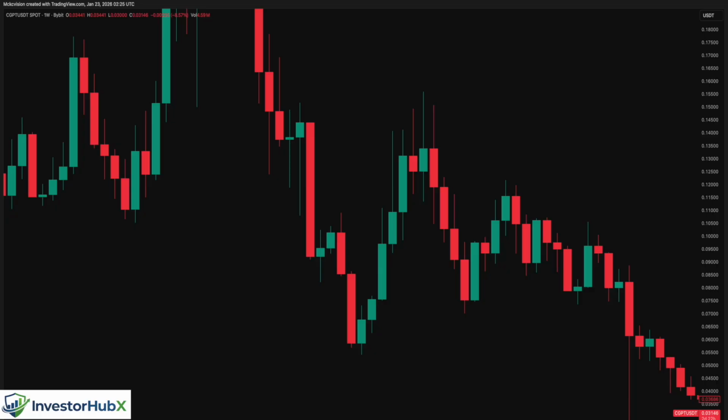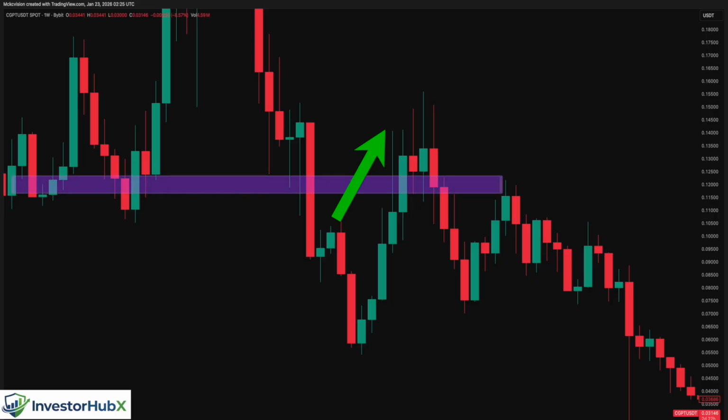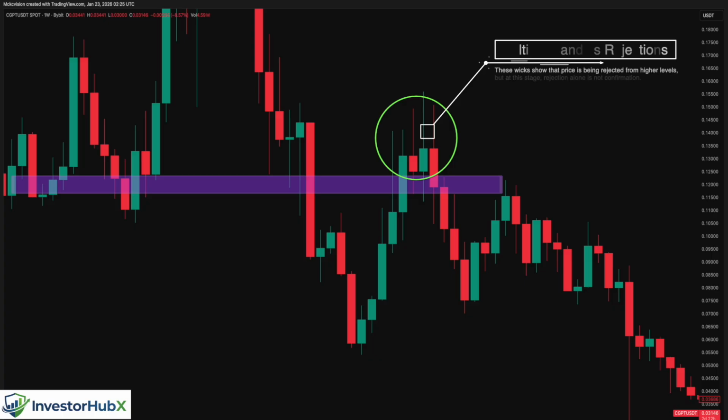This is Chain GPT on the weekly time frame. Here is a previously established weekly key level. When price rallies back into this area, notice how we start to see multiple long wick candle rejections. These wicks show that price is being rejected from higher levels. But at this stage, rejection alone is not confirmation.